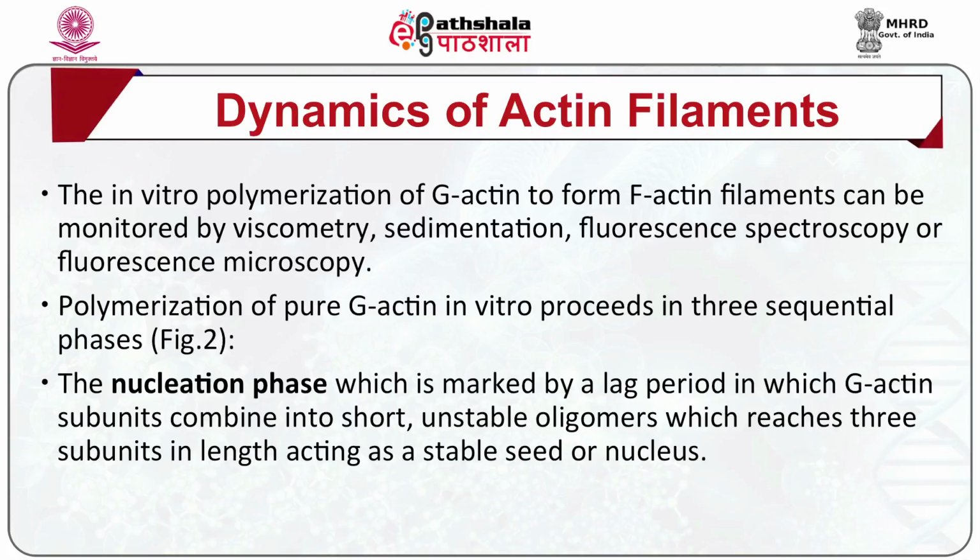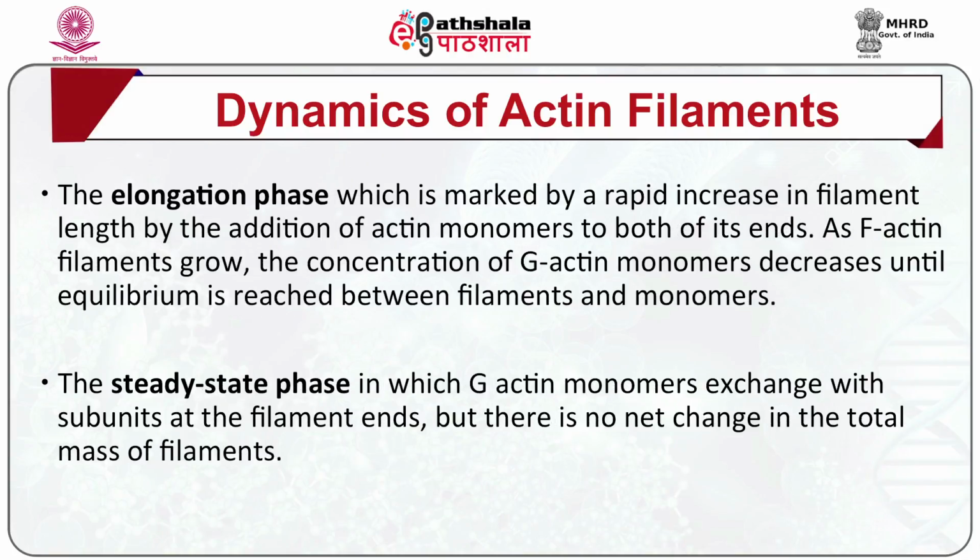The polymerization of pure G-actin in vitro proceeds in three sequential phases. The nucleation phase is marked by a lag period in which G-actin subunits combine into short, unstable oligomers, which, on reaching 3 subunits in length, act as a stable seed or nucleus. The elongation phase is marked by a rapid increase in filament length by the addition of actin monomers to both of its ends.